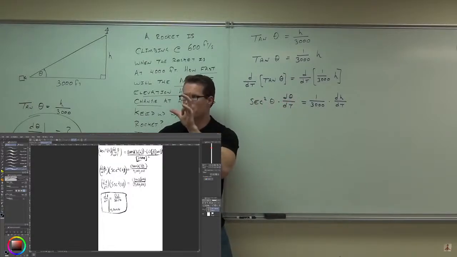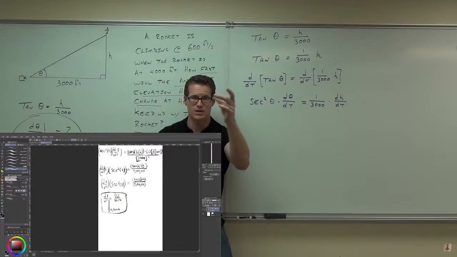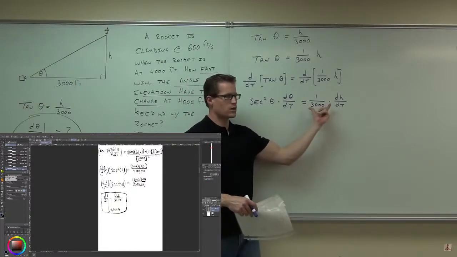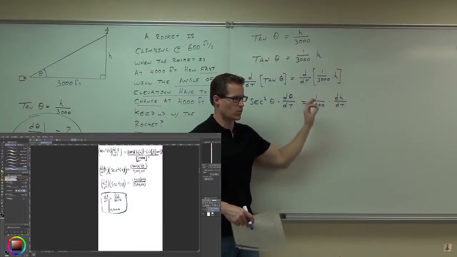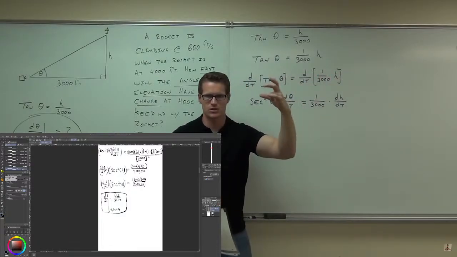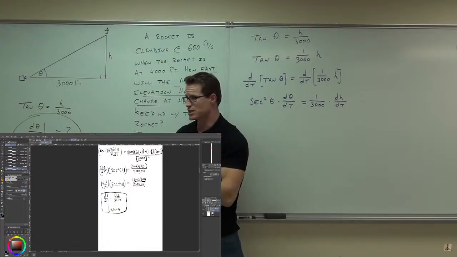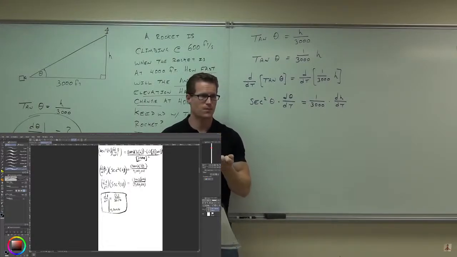Every time you take a function of theta with respect to time, you've got to have a d theta dt. Are you okay on the 1/3000? That h that has an exponent of 1, bring down the 1, take 1 away from it, that becomes h to the 0, that's 1. But you need a dh dt, that's a must. You okay with this so far? All right.